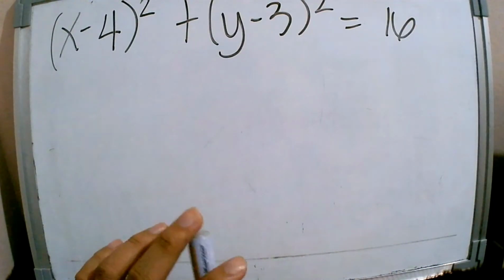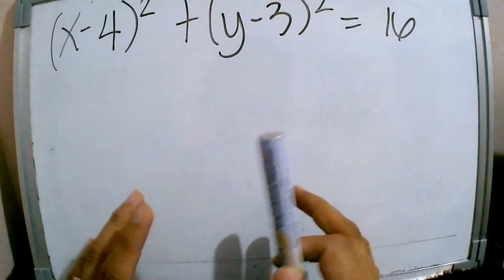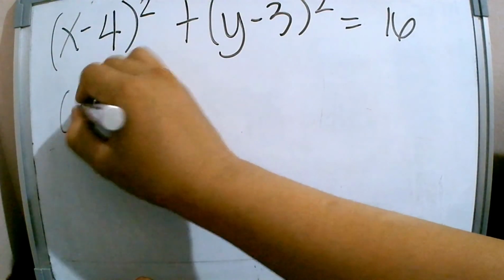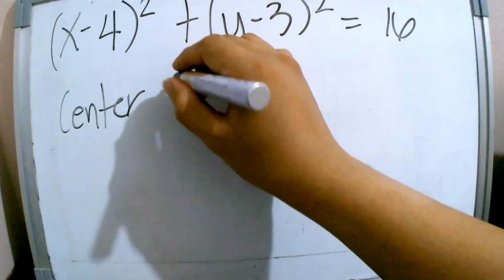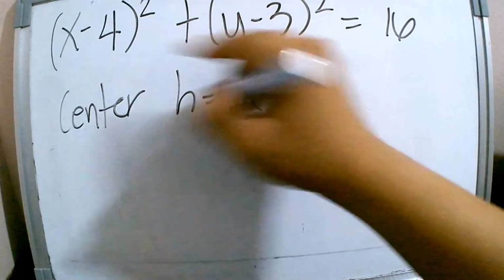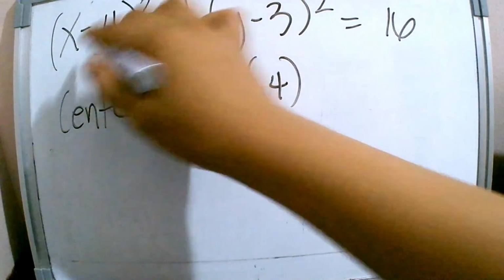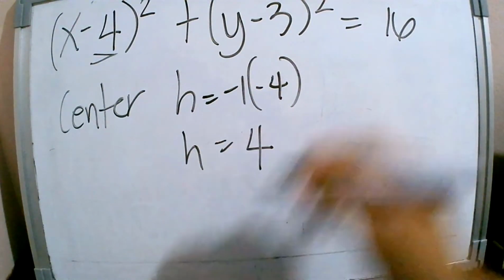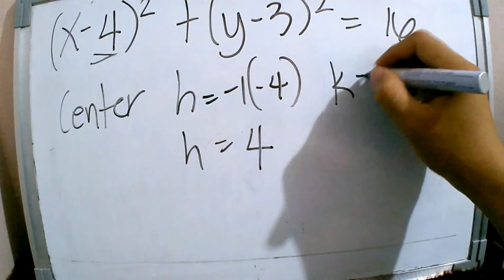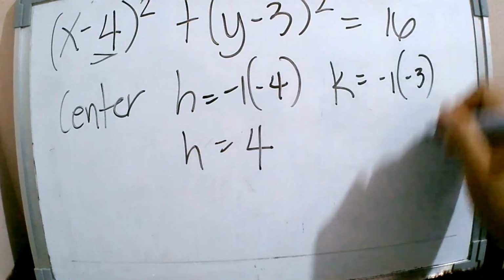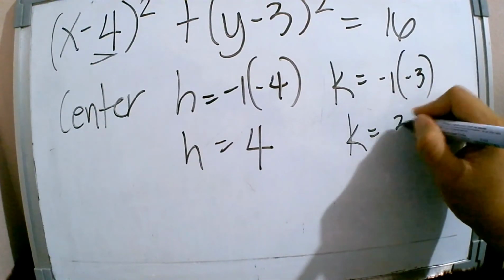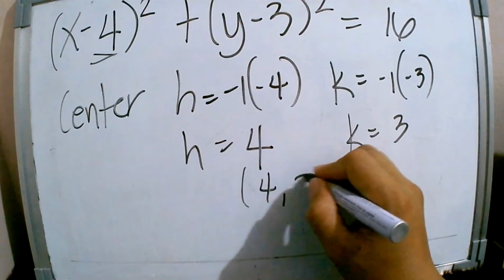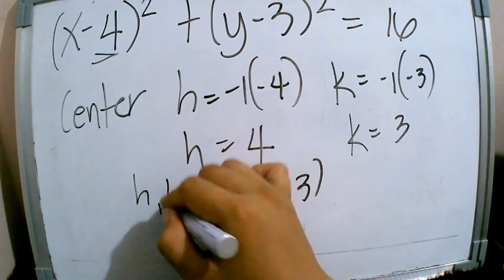Example number 4. In this equation, we are asked to find out the center and the value of the radius. So center is h and k. So h is equal to negative 1 multiplied by negative 4. So we have positive 4. So h is positive 4. How about k? So k is equal to negative 1 multiplied by negative 3. So k is positive 3. So the coordinates of our center is 4 and 3. This is our h and k.